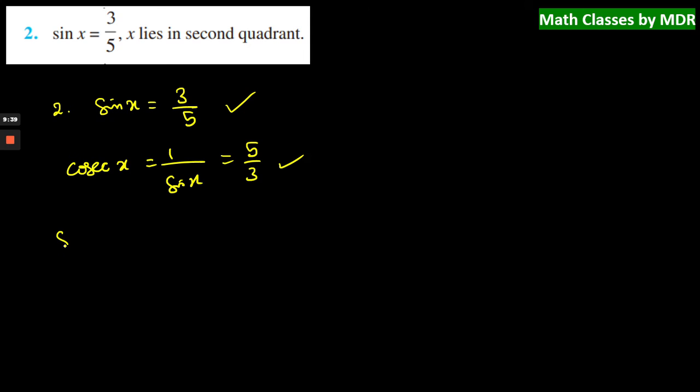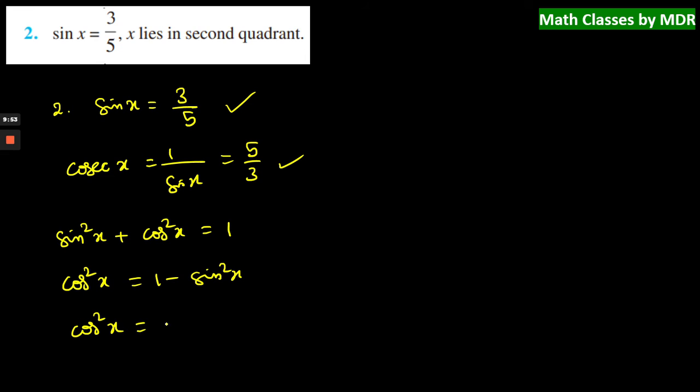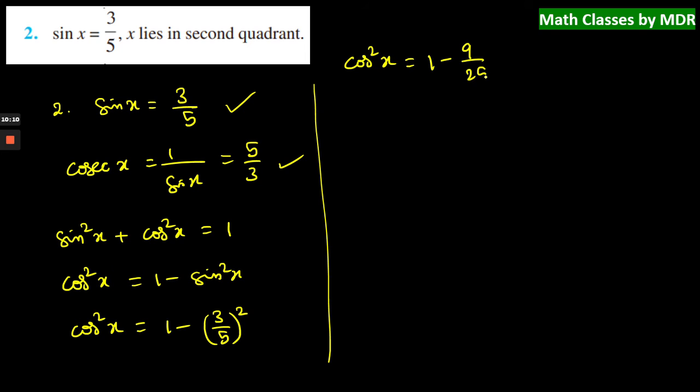So let us use the basic identity, that is sin square x plus cos square x is equal to 1, or cos square x is 1 minus sin square x. Then cos square x is 1 minus 3 by 5 whole square. On simplifying, you will see that 1 minus 9 by 25, or 25 minus 9 by 25, taking 25 as LCM, you will get 16 by 25.